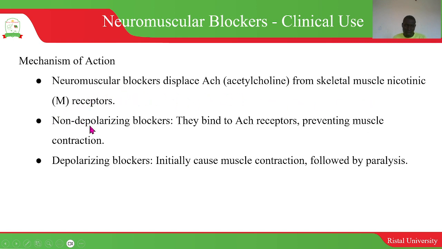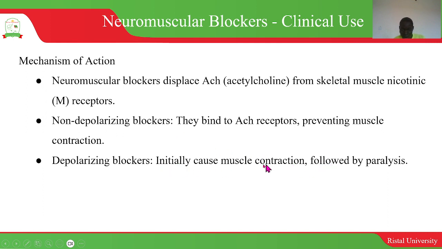We have the non-depolarizing blockers. They bind to the acetylcholine receptors, preventing muscle contraction. Okay, non-depolarization action prevents the muscle contraction. And then the depolarizing blockers initially cause muscle contraction. So once there is depolarization, there is an initiation of action potential, then the muscle starts to contract. The non-depolarization is the opposite of it.